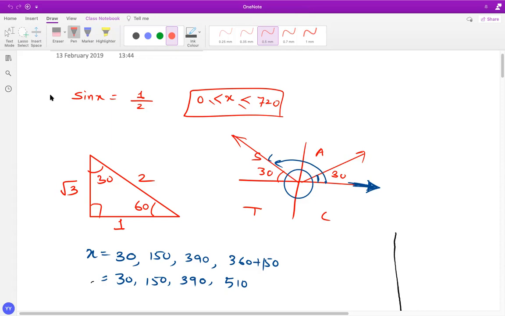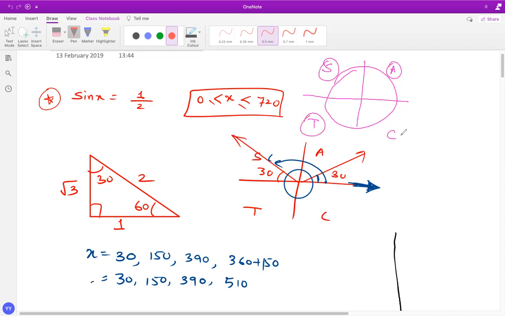So now the first example that we have is, let's say I have to solve for sine x equals to half. Now the range of the angle that I have to solve for is from 0 to 720 degrees. Now if you remember the general unit circle rule, it is A, S, T, and C. In the first quadrant, all the ratios are positive. Here sine is positive, tan ratio is positive, and cos ratio is positive.